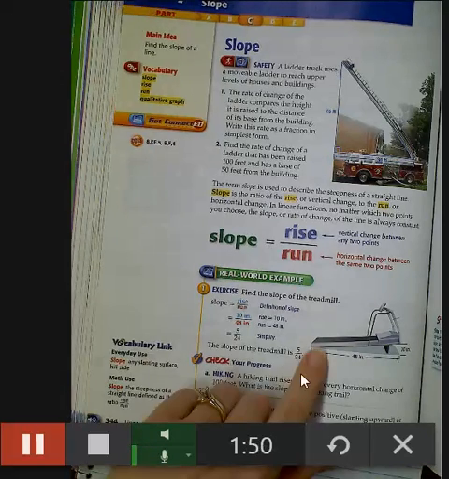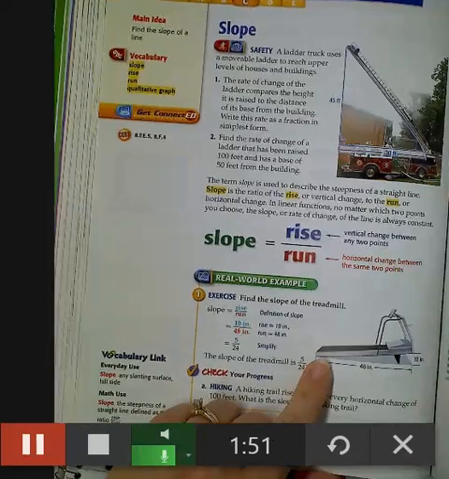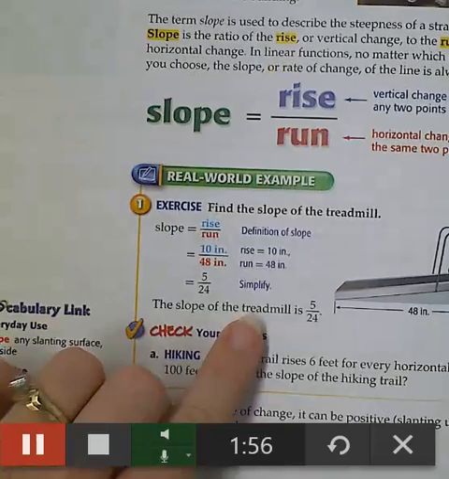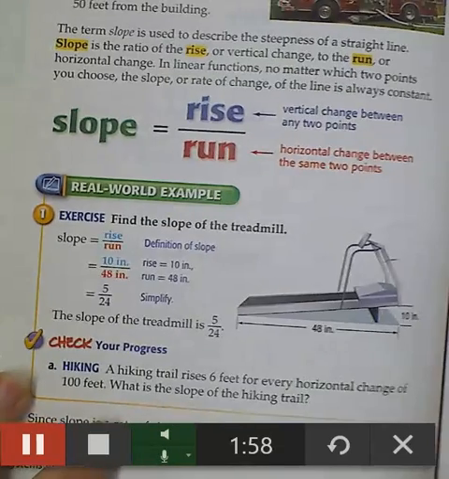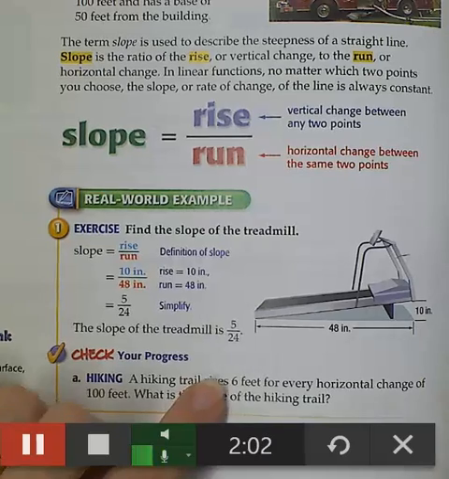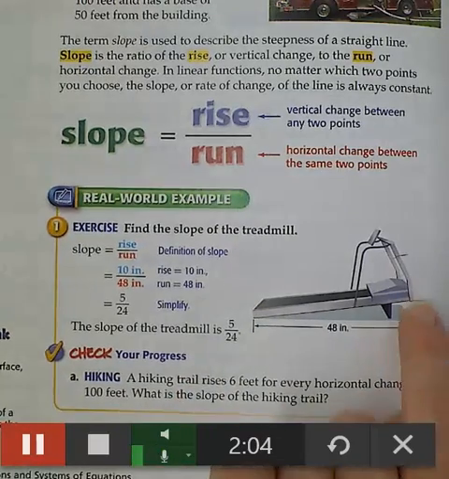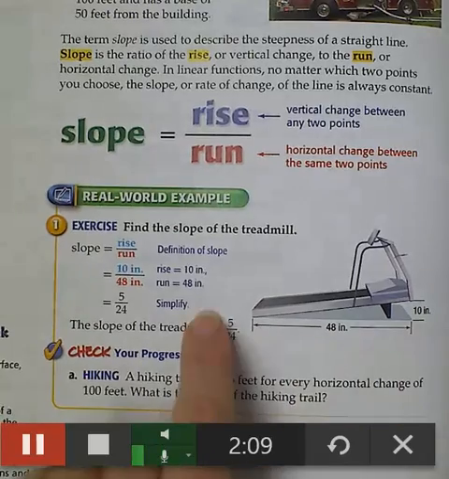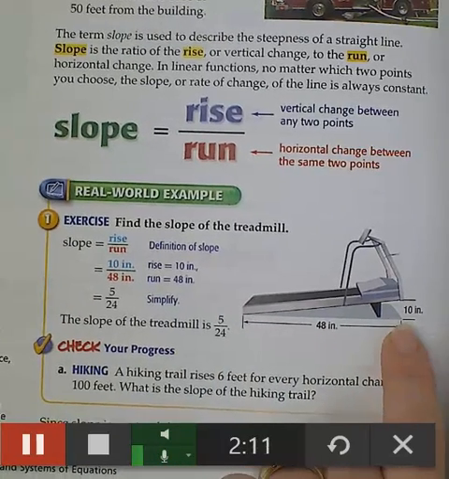If I am on my treadmill and I want to find the slope of my treadmill, let me tell you, the higher that sucker goes, the more work it is. Okay, and I hate treadmill running, but it gets really hard really fast. It's always going to be the rise, if it goes up 10 inches, over the run, how much it goes over. Notice it's making a 90-degree angle. That's going to become important soon.